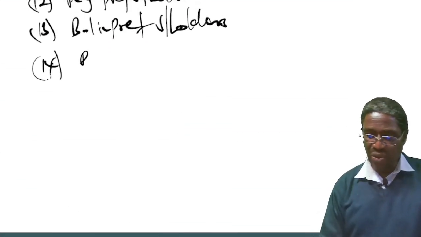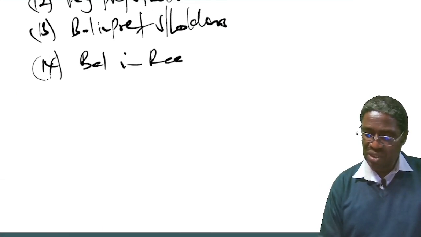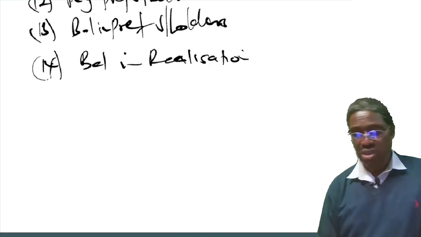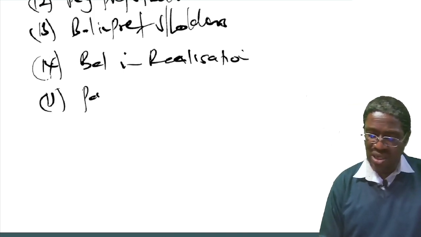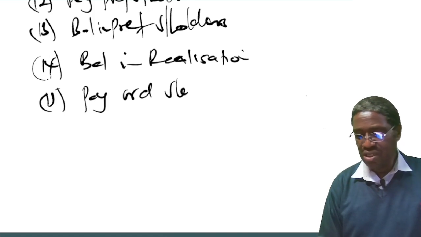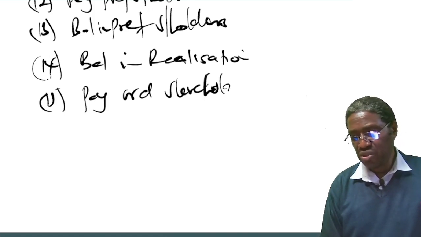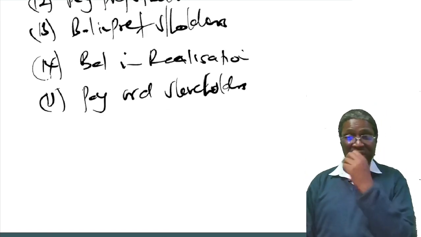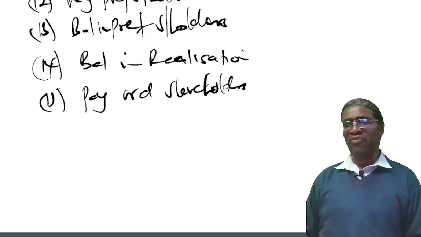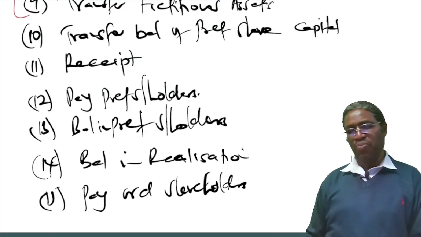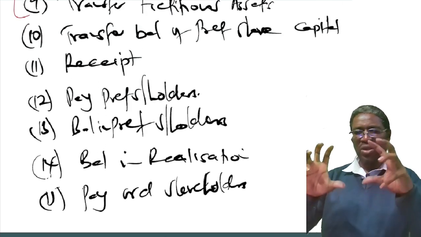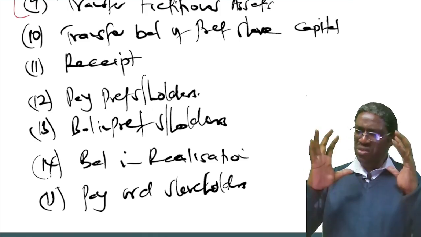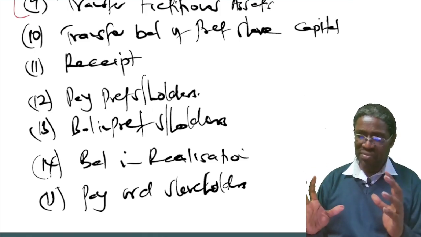Our 14th step here was the balance in the realization, being either gain or loss on realization. Number 15 and the last one now we are saying, pay who? Pay the ordinary shareholders what is due to them, either in cash or shares or debentures. Okay? Now, before we put down the remaining ones, I hope you don't have to cram these entries. What is more important is this.